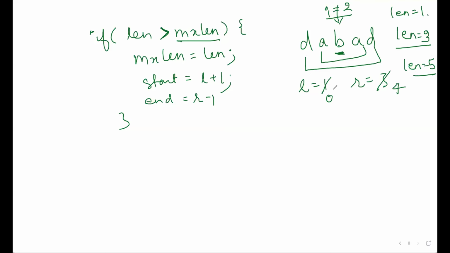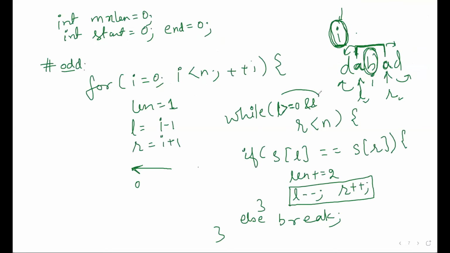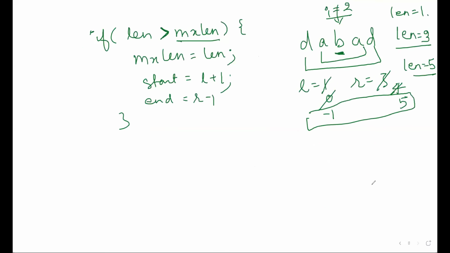Again, after that, I modified my L to minus 1 and R to 5, because I'm doing L minus minus, R plus plus. So when this happens, the while condition breaks down. This condition is not satisfied, L is not greater than or equal to 0, so I have to go out of the loop. So when I'm coming out of the loop, my L is minus 1, R is 5.